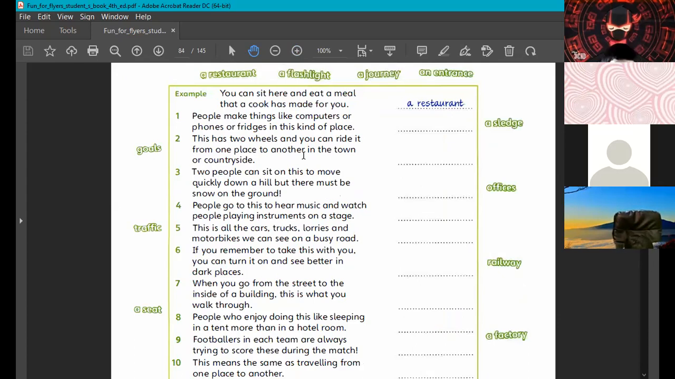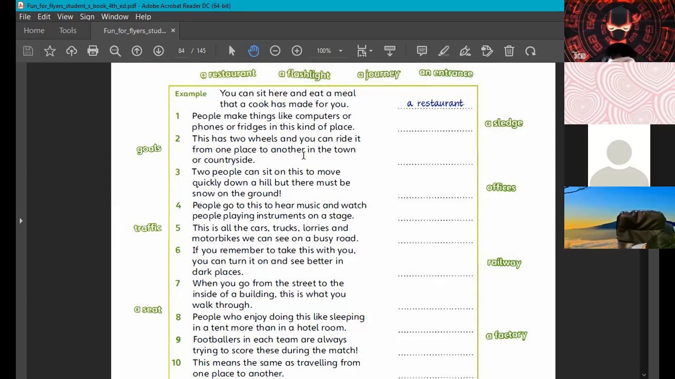Okay, example. You can sit here and eat a meal that a cook has made for you. A restaurant. Number 1, people make things like computers or phones or fridges in this kind of place. Number 2, this has 2 wheels and you can ride it from one place to another in the town or countryside.